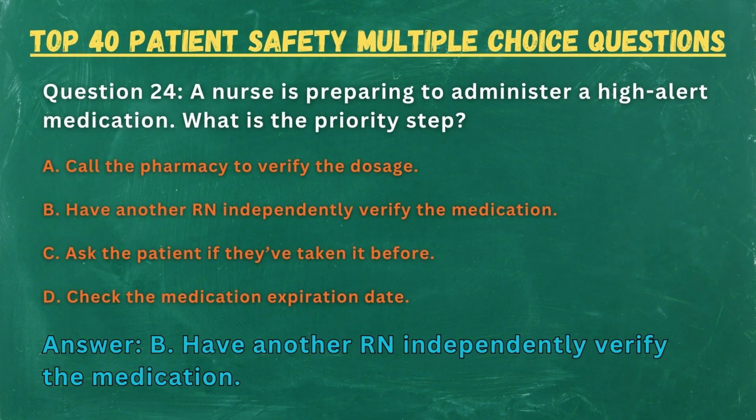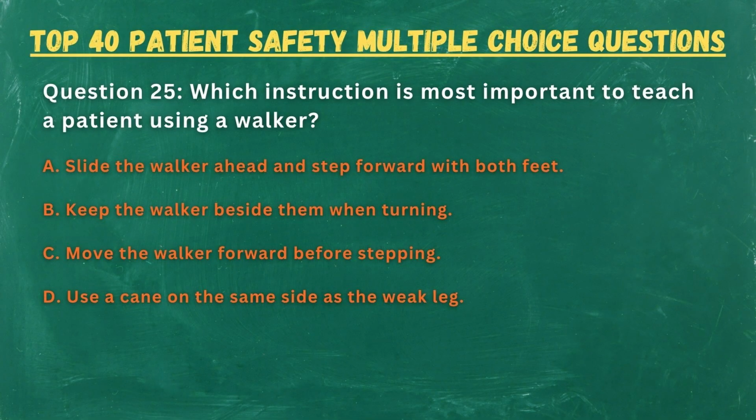Answer: B. Have another RN independently verify the medication. Question 25. Which instruction is most important to teach a patient using a walker? A. Slide the walker ahead and step forward with both feet. B. Keep the walker beside them when turning. C. Move the walker forward before stepping. D. Use a cane on the same side as the weak leg.